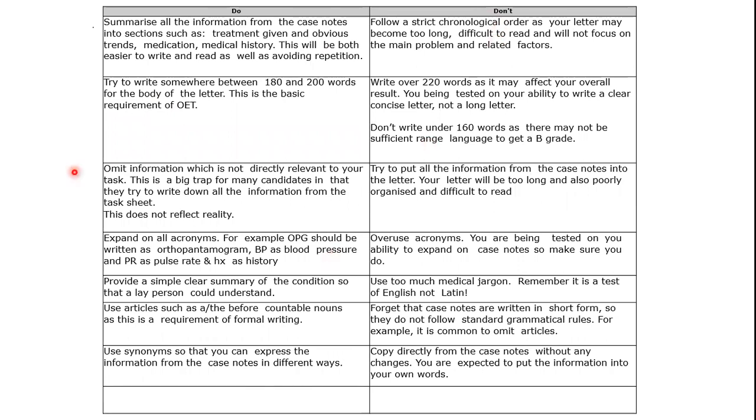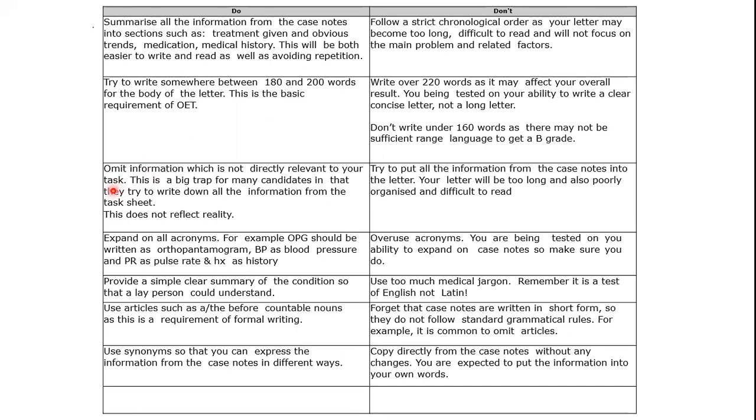The second thing is your word count. You have to stick to between 180 to 200 words, and that is only the body of your letter. Your addressing part and your closing part is not important in your word count. That is not counted in your word count.